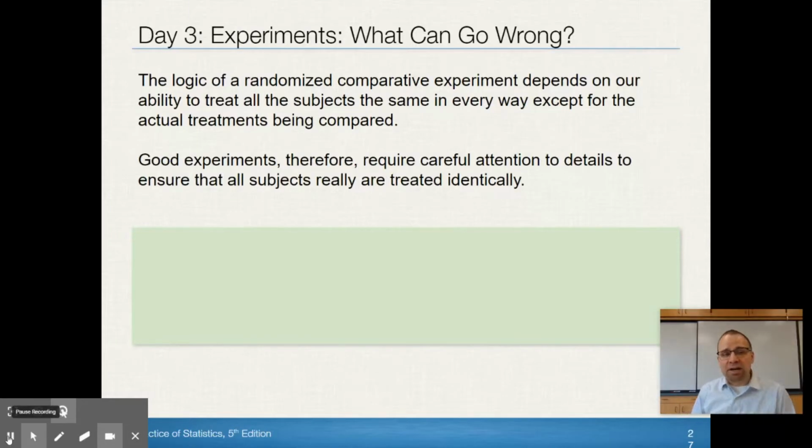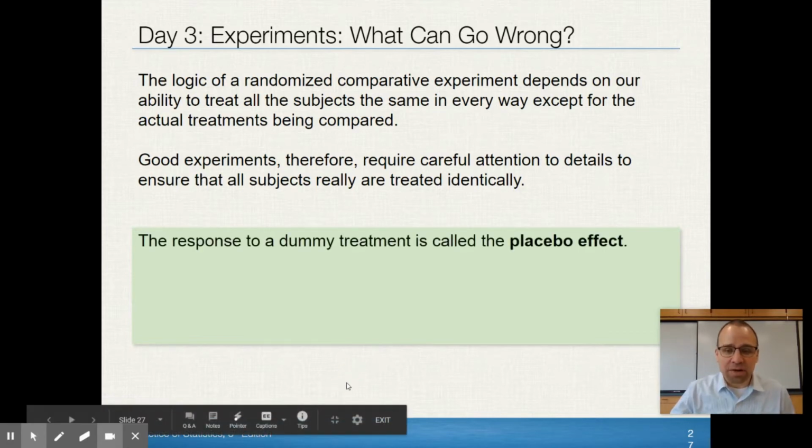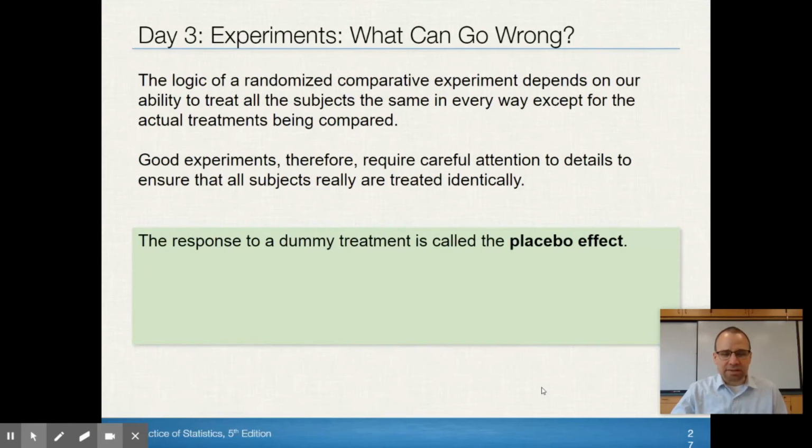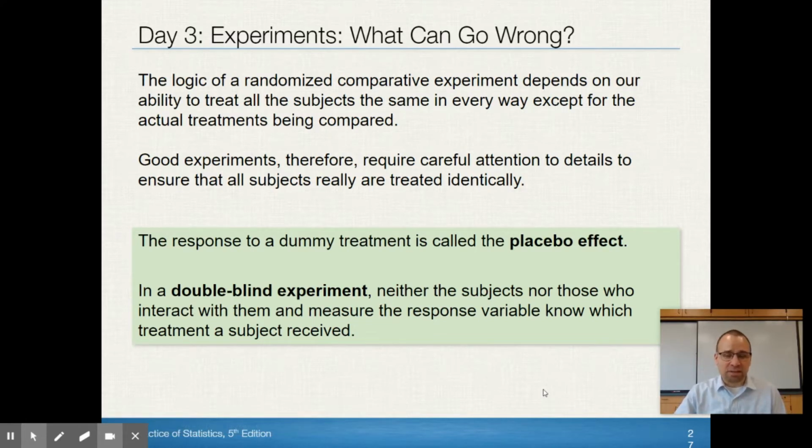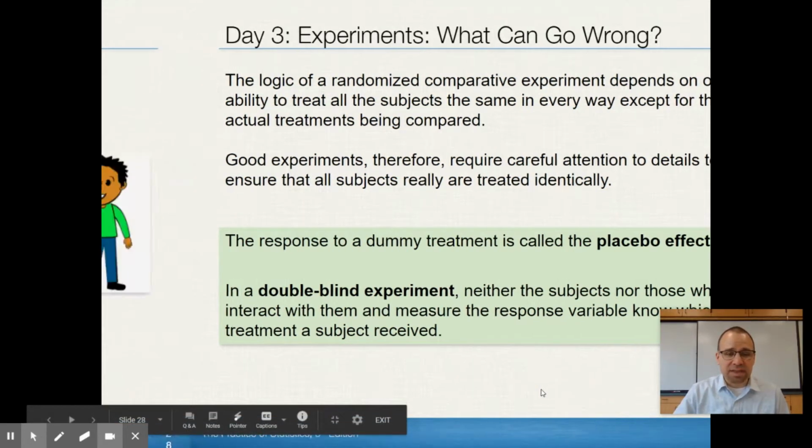Today we're going to talk about experiments and what can go wrong. A lot of things can go wrong in an experiment. More specifically, we're going to talk today about what the placebo effect is and how we can prevent it. We're going to look at what is called the double-blind experiment in order to prevent, or at least minimize, the placebo effect. So what is the placebo effect?